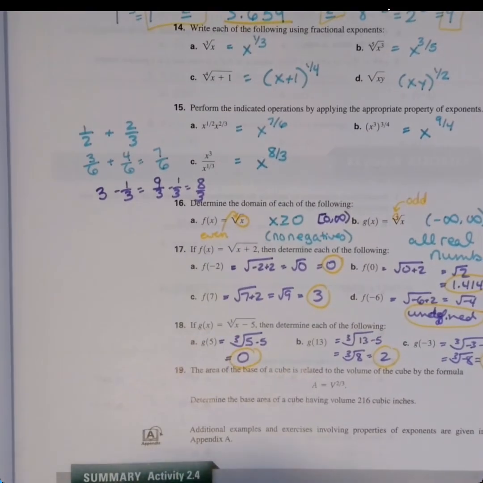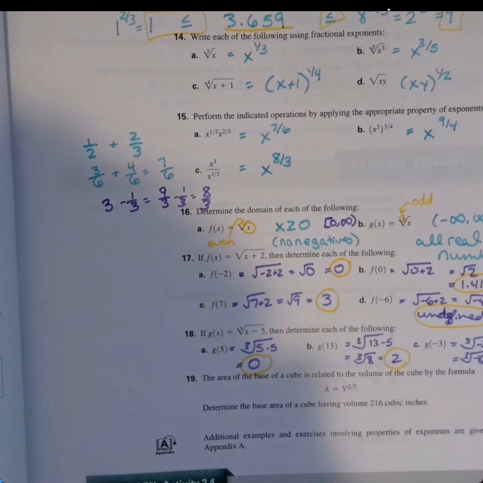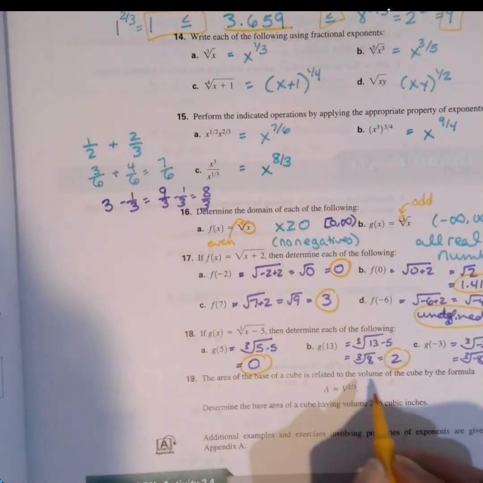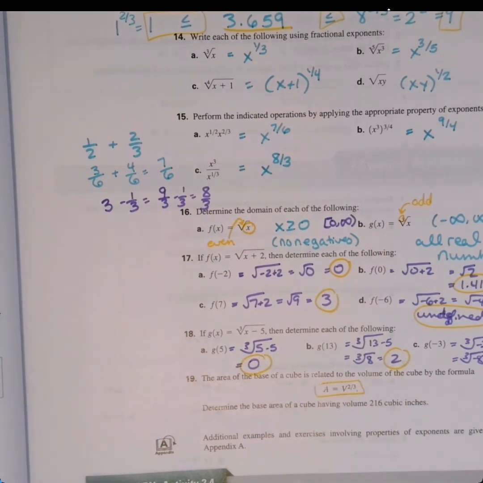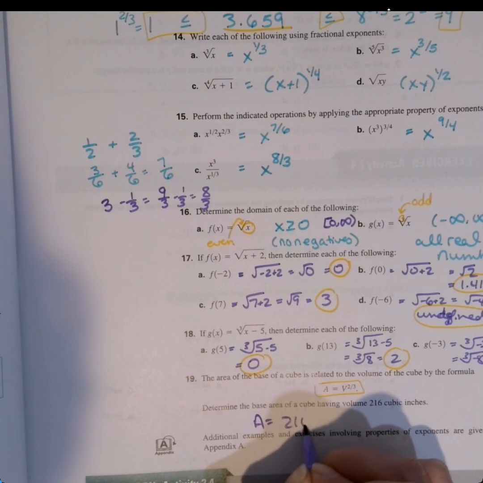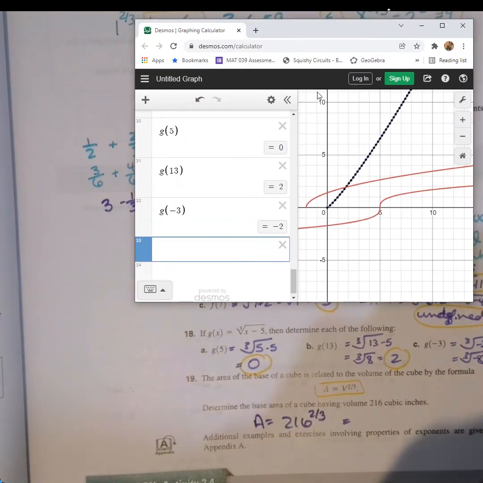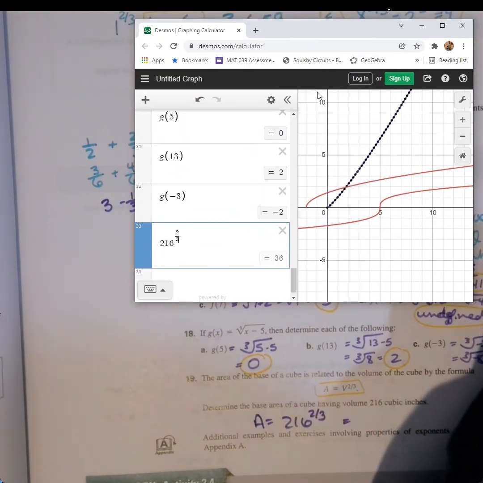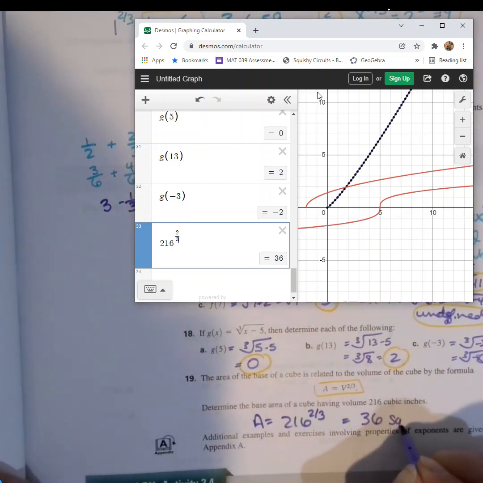Last question. Area of the base of a cube is related to the volume of a cube by the formula area equals volume to the 2/3. Determine the base area of a cube having the volume of 216. So the area would be equal to 216 to the 2/3 power. Let's just use Desmos to help us with that computation. 216 to the 2/3 power is 36. So it would be 36 square inches.